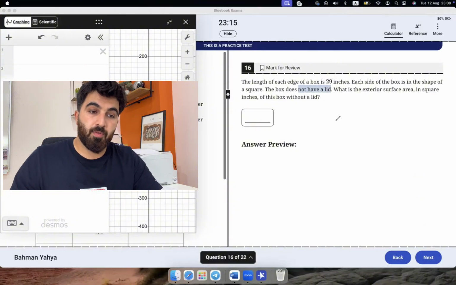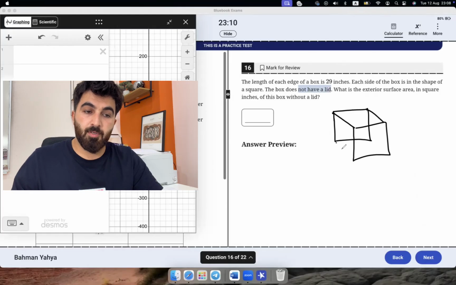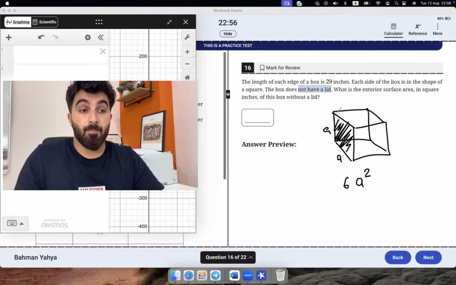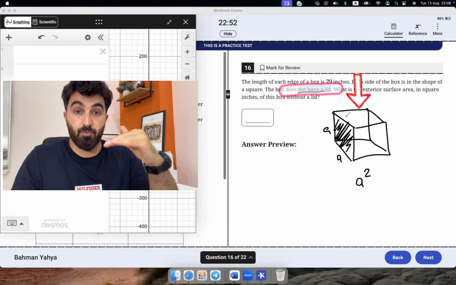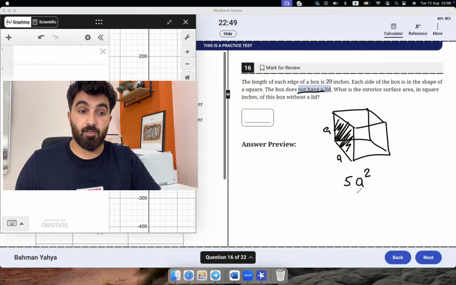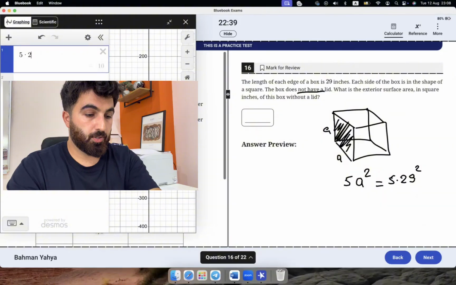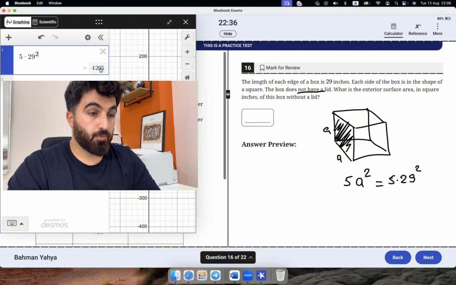Look, normally when we have a square box, how many sides do we have? 1, 2, 3, 4, 5, 6 sides, right? Because these are squares, as given, if the side is A, the surface area of one side is A squared. Because we have 6 sides, I'll write 6A squared. But be careful, it doesn't have a lid. So if we don't have this part, we have 5 sides left, right? So because each side is 29 inches, I'll write 5 multiplied by 29 squared. Of course, I don't know this, so I will use decimals. 5 times 29 squared. The answer is 4205.